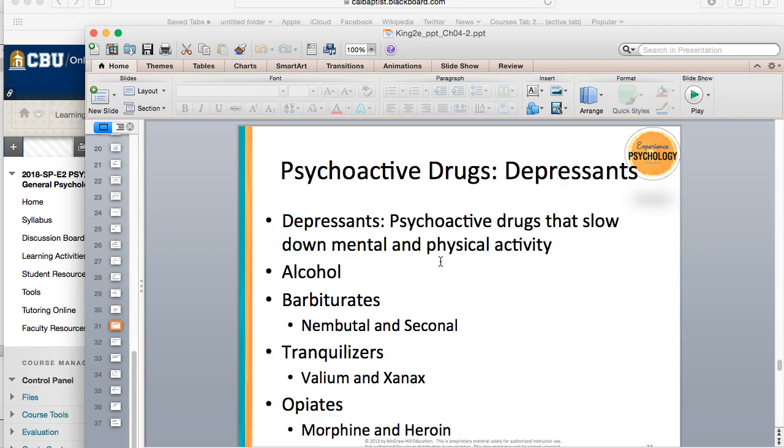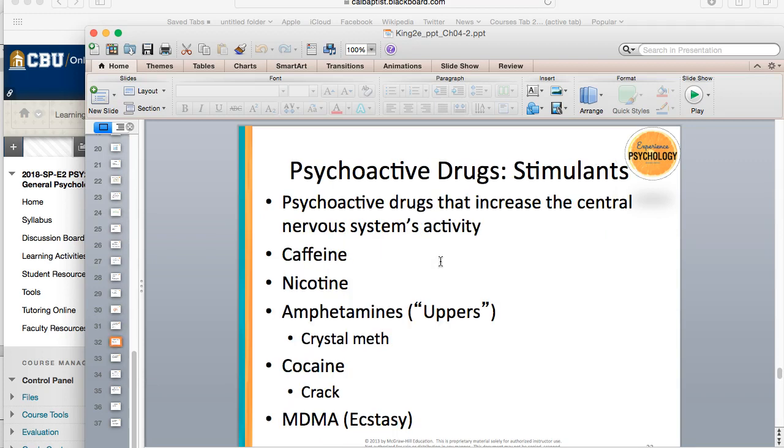So psychoactive drugs, depressants. There are multiple levels or different areas of psychotropic drugs. Depressants are psychoactive drugs that slow down mental and physical activity. These include alcohol, barbiturates, tranquilizers such as Valium and Xanax, opiates, norepinephrine and heroin. These slow you down. These sometimes make you sleepy, and different things like that. So these aren't uppers, they're downers.